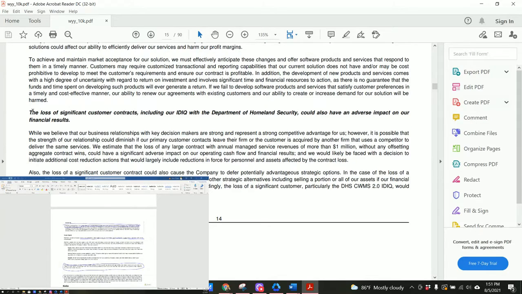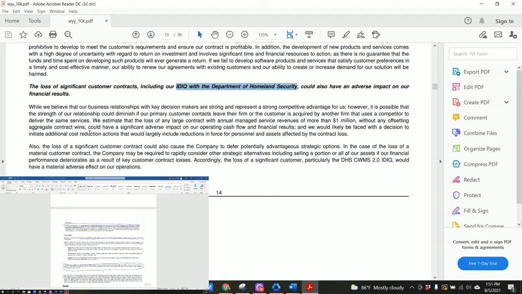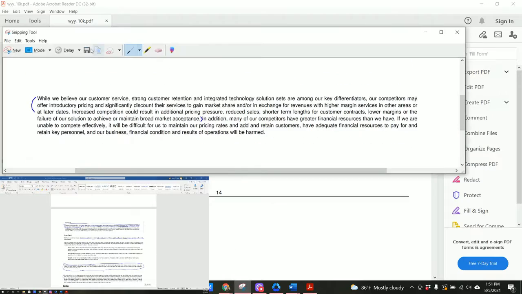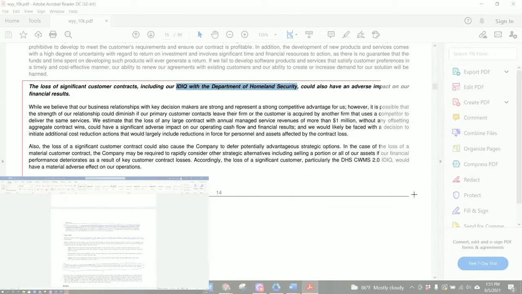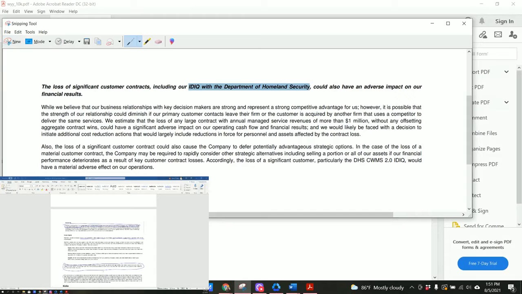Okay, we want to read this one because this talks about specific customer contracts and how a loss of a significant customer contract could be a bad thing, and then it talks about a specific contract, so we want to read this whole thing. Okay. So they have one contract here.